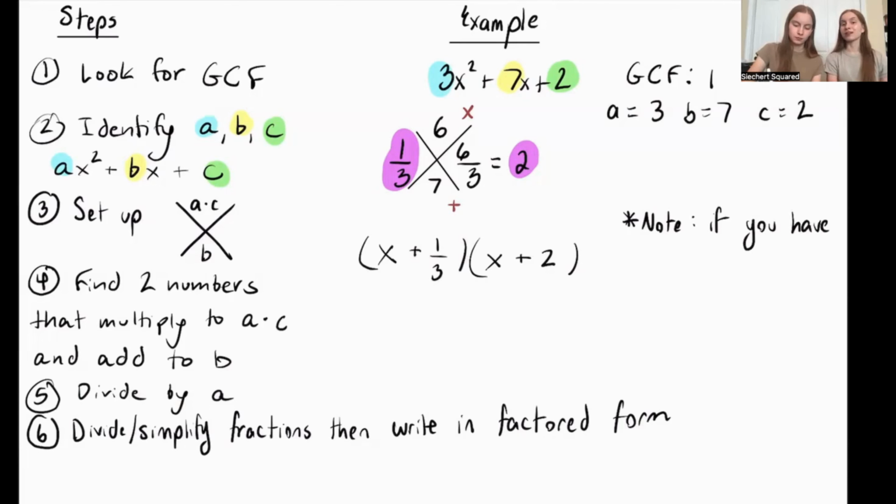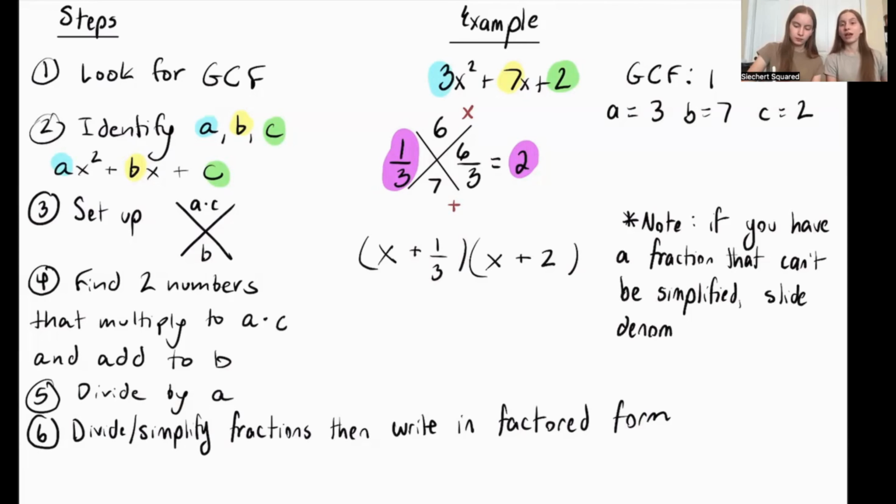If you have a fraction that cannot be simplified, in this case, the 1 over 3, that does not simplify. Earlier, we had a 6 over 3 as a fraction, but that did simplify to give us a nice whole number. So if you have a fraction that can't be simplified, like that 1 over 3, what you're going to do to get rid of the fraction is you're going to grab the denominator or that bottom number, and you're going to slide it in front of the variable.